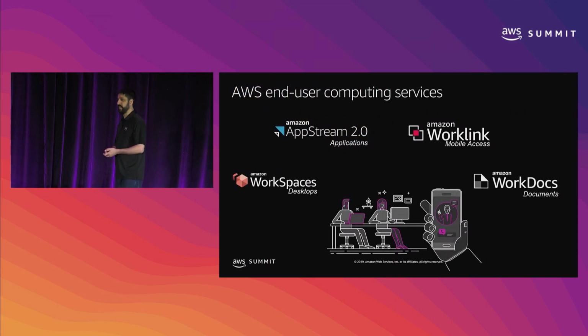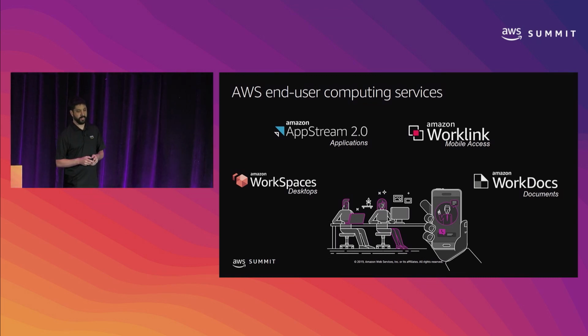So what is AWS EUC? AWS EUC is Amazon AppStream, which is a secure managed application delivery portal. It allows you to stream your Windows-based applications to any endpoint. There's also Amazon WorkSpaces, which is our secure managed Windows desktop and also now Linux desktop solution. Amazon WorkLink, which is a one-click secure managed portal to allow you to expose your corporate websites to your users. And Amazon WorkDocs, our document collaboration solution.